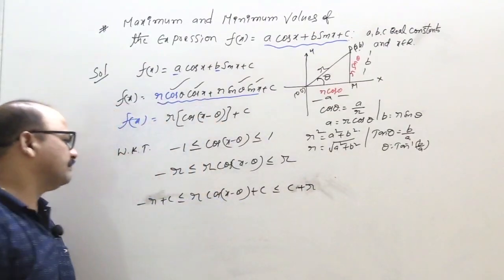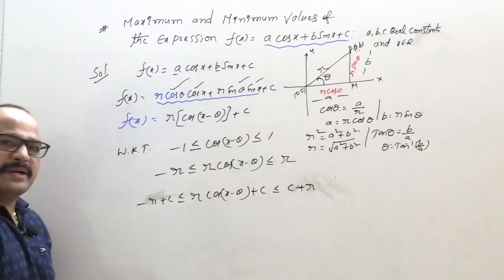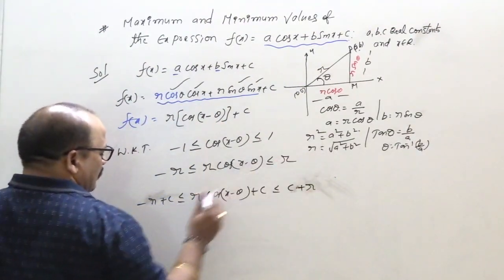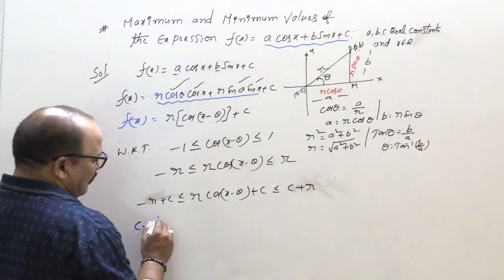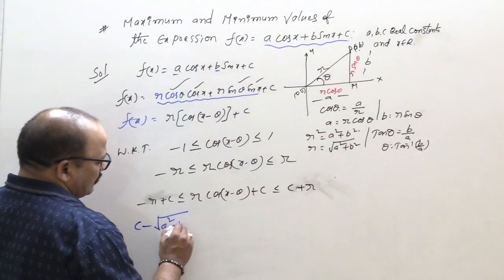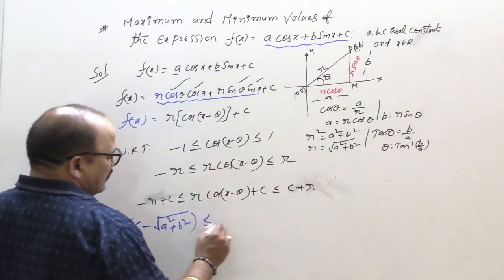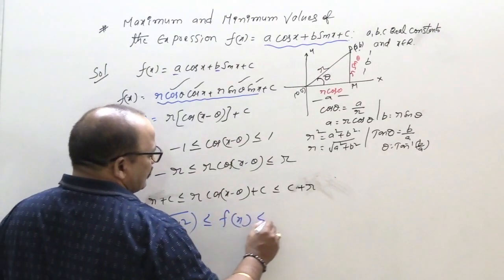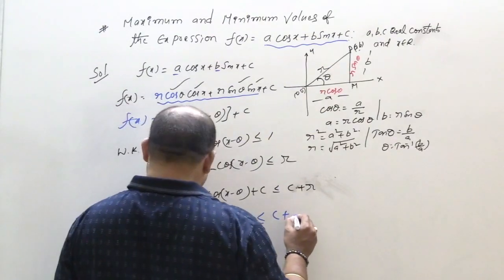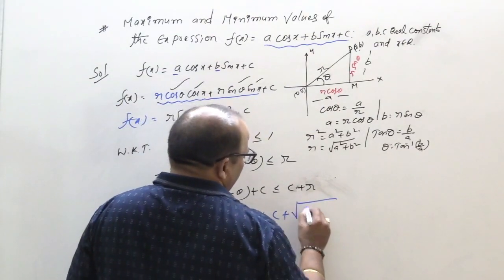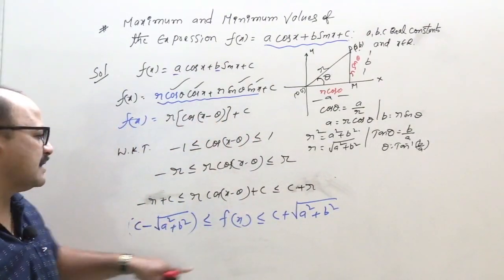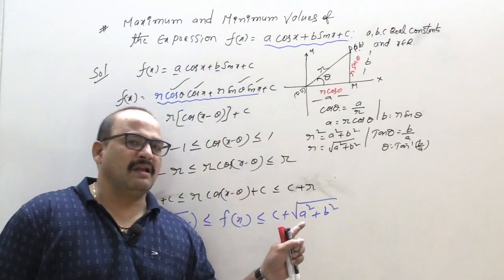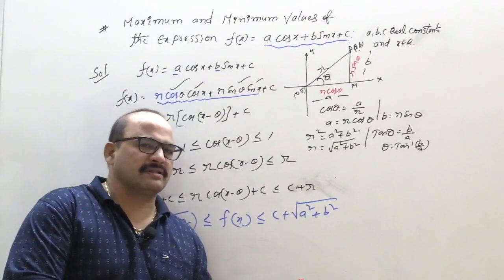Check that, all of you. So what is r, students? r is nothing but root over a square plus b square. So c minus root over a square plus b square is less than or equal to f of x, which is less than or equal to c plus root over a square plus b square. This is the maximum value, and this is the minimum value of this function. Every problem is converted to this.